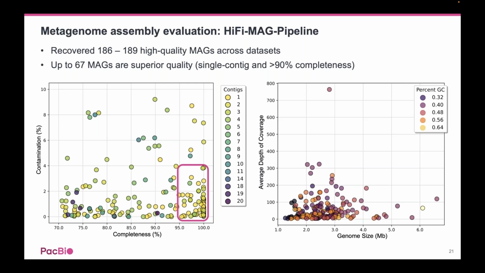And if we look at the figure on the right, this is showing the relationship of the genome sizes of those MAGs versus the average depth of coverage. And so we have genomes that span from 1 megabase to 6 megabases with an average depth of coverage anywhere from 5x to almost 800x. And these MAGs are actually color-coded by their GC content. And so we have MAGs that span from 30% GC content up to 70% GC content. So lots of different variation in terms of genome size, in terms of GC content, and we're able to assemble these MAGs with pretty high success rate.